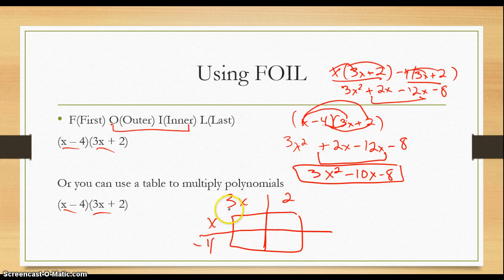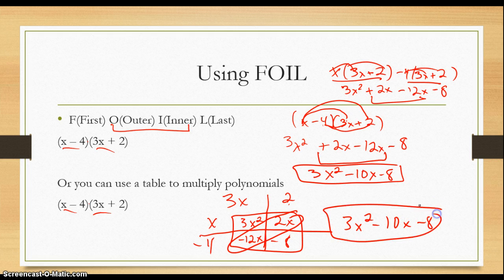Okay, so we can say inside this box, 3x times x is 3x squared, 2 times x is 2x, 3x times -4 is -12x, and -4 times 2 is -8. Now, diagonally, we'll always combine like terms, so 3x squared minus 10x minus 8. So I get the same polynomial, same solution here, but you have to choose which method you like best.